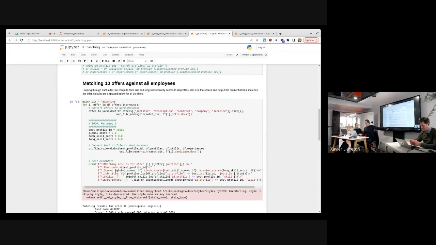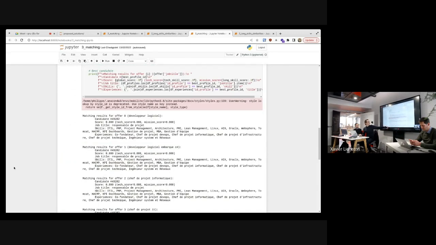It will print things to help you see what your matching algorithm is doing. So, for example, for offer 1, I predict that this candidate is the right one. The offer was for développeur logiciel embarqué C#, and that's basically what the skills of the person you selected are. That can give you an idea of whether your algorithm is working well or not.